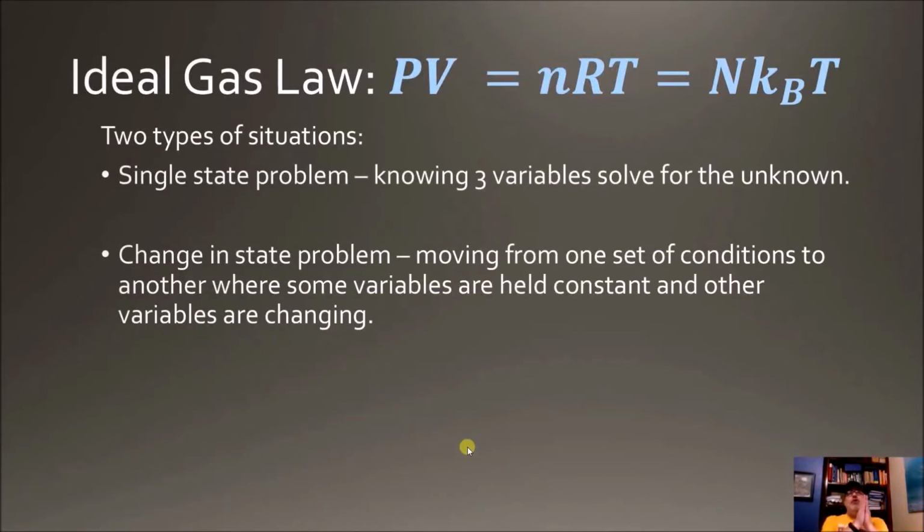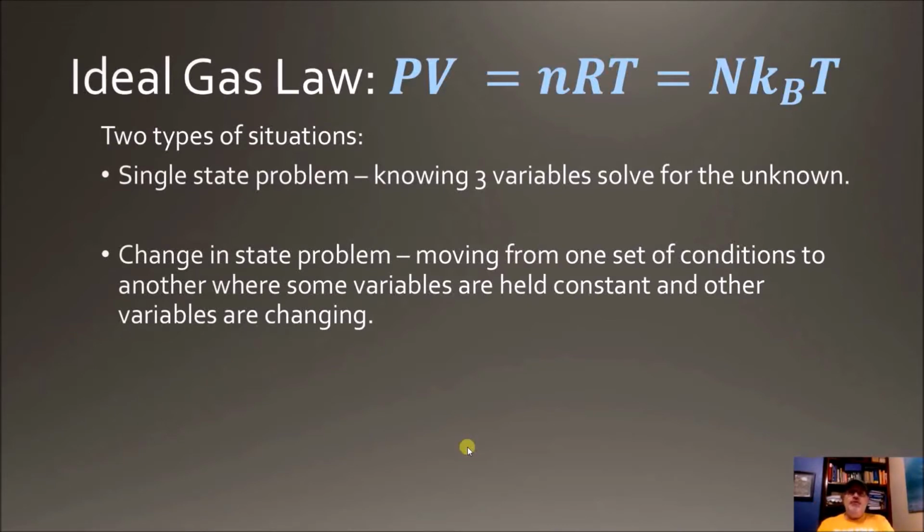All right, there are two types of problems that we will see that involve the ideal gas law. There's single state problems where you'll know three of the variables, and then from those three you calculate the fourth. Or there's a change in state problem where they say, like, the pressure doubles and the volume is tripled. What happens to the temperature where there's a change?